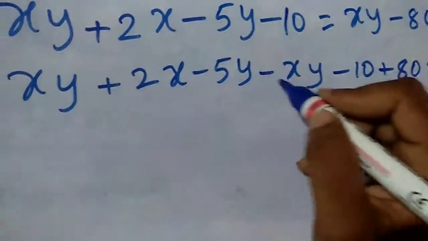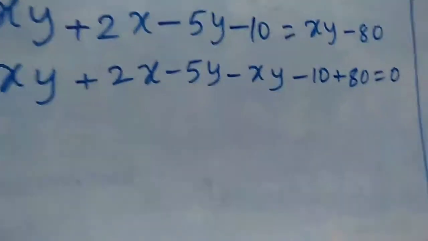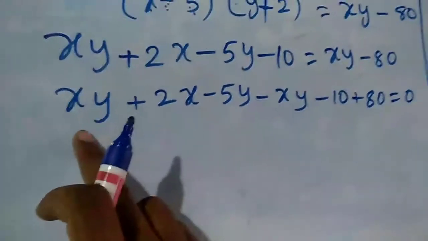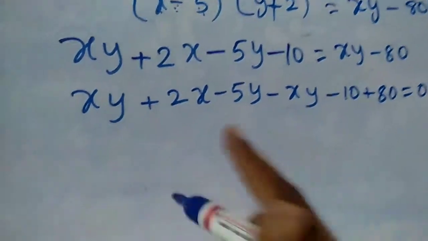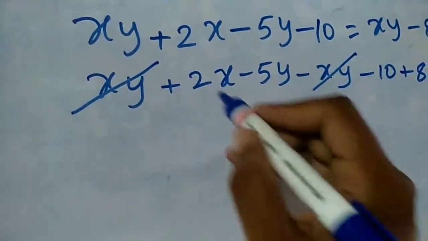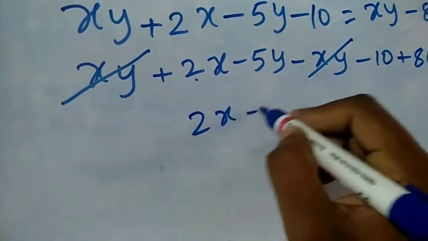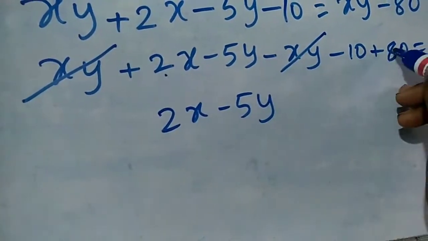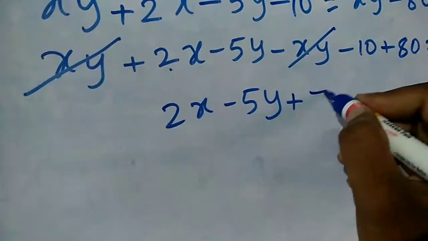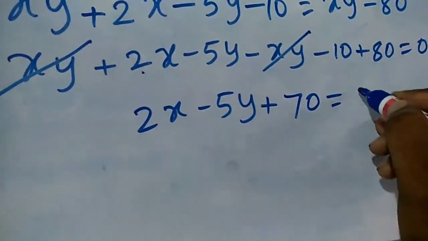Plus xy transposing to LHS means minus. Okay. Here see, it is plus xy, it is minus xy. Both get cancelled. Okay. 2x minus 5y plus 70 is equal to 0.